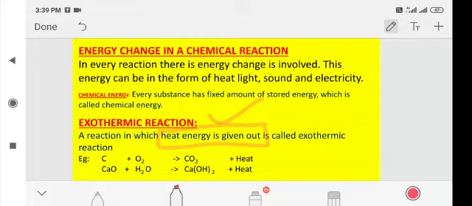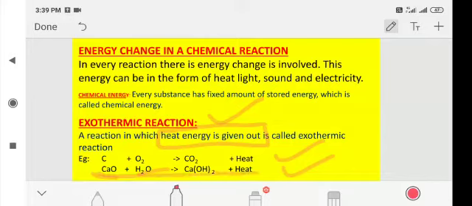Two examples are already on the screen. In the first reaction, carbon is combining with oxygen to form carbon dioxide with the liberation of heat. Second one, calcium oxide is reacting with water to form calcium hydroxide. This reaction you may be familiar with, because calcium oxide, in Hindi we call it चूना. चूने में जब पानी डालते हैं तो heat energy liberate हो जाता है. So this is the chemical reaction for that.